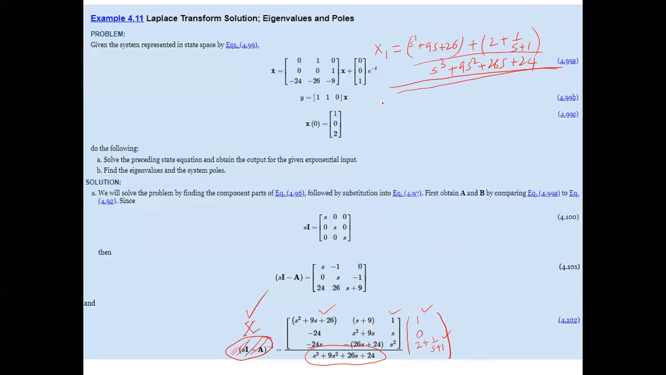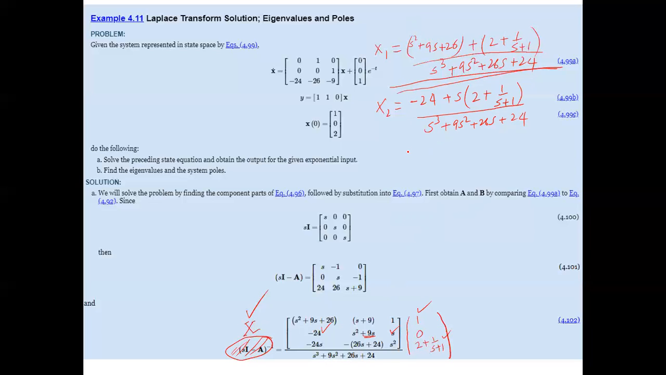Now let's figure out x2. How do you find x2? You have to multiply this guy by this, right? Negative 24 by 1. So this guy multiplied by 0, which is 0, right? Then s multiplied by this plus s multiplied by 2 plus 1 over s plus 1. Then you have this guy again, s cubed plus 9s squared plus 26s plus 24. This is your x2.